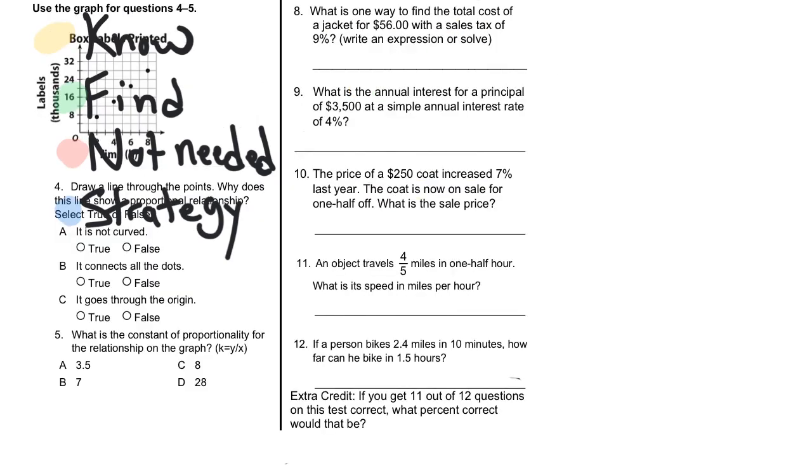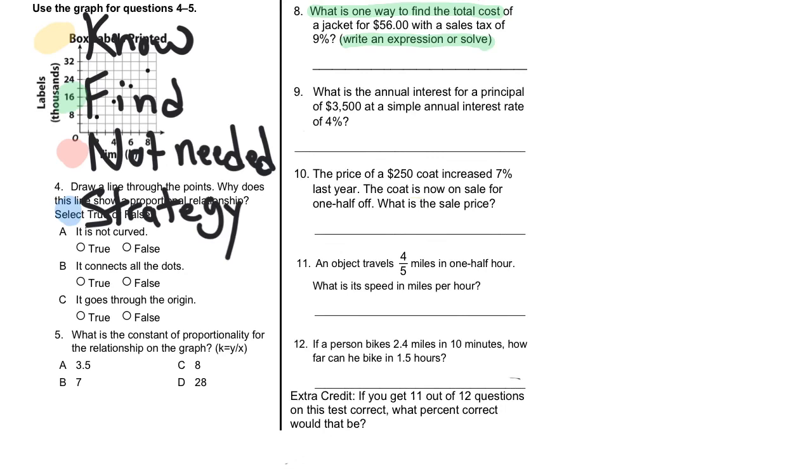Okay, so we have moved on to 8, and I'm just going to start by reading. It says, what is one way to find the total cost of a jacket for $56 with a sales tax of 9%? Write an expression or solve. Okay, so what are they asking us to do? Let's just start with find on this one, because that just seems like a good place to start. They're asking us to write an expression or solve for what? What is the way to find the total cost? Okay, so we're looking for total cost.